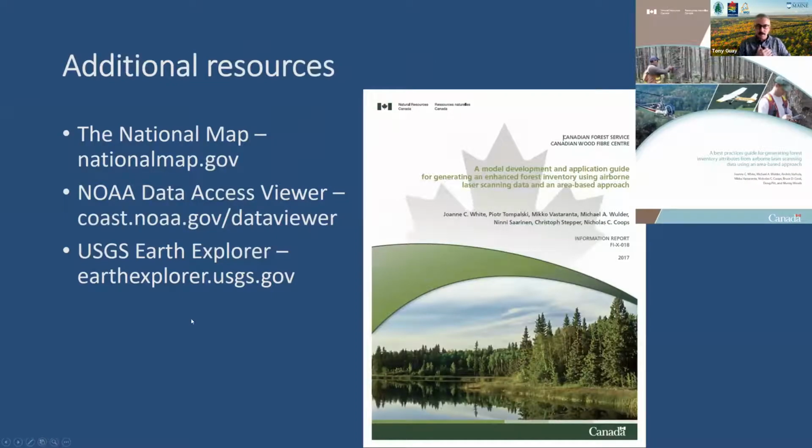Before I start walking through a demo of the workflow that we've developed in R for enhanced forest inventory, I'll just mention a few resources, and many of you, probably most of you, are already aware of these. The National Map you can get through the USGS 3DEP program. You can get LiDAR point cloud data and all the derivatives. There are many derivatives that you can get from the point cloud data as well, so that's available, and that's a great resource.